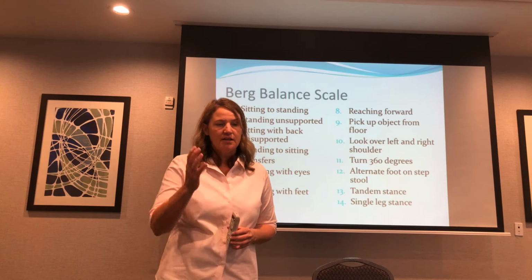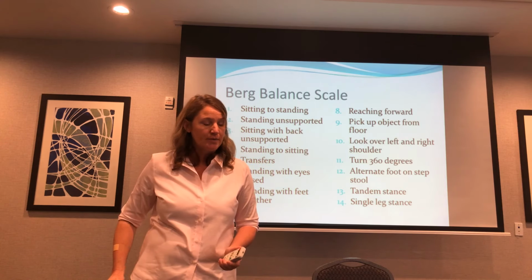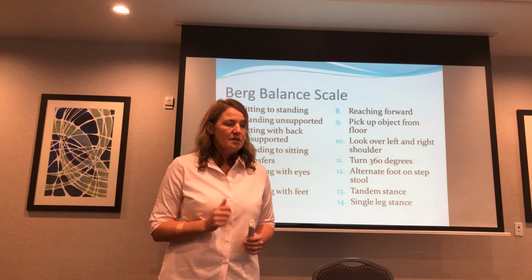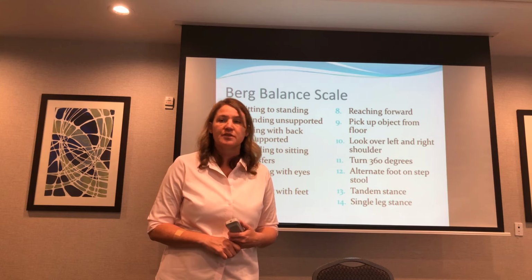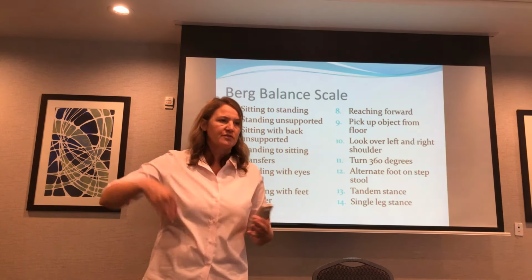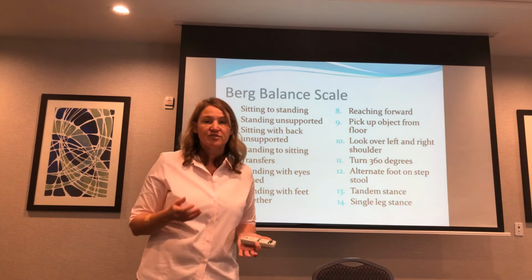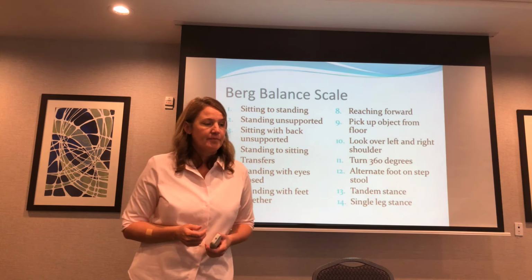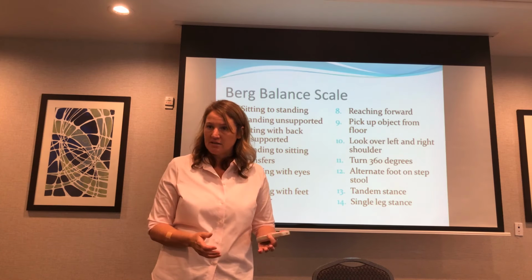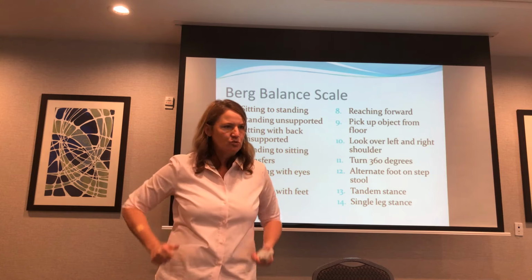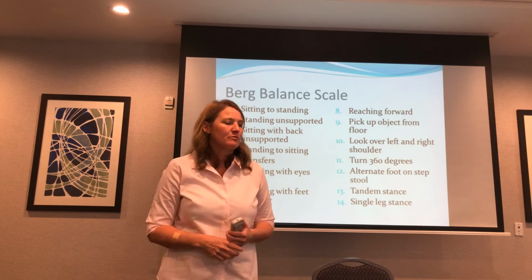Stand to sit, so how do they sit back down? Do they plop? Is it controlled? Are they definitely requiring their upper extremities? Transfers: this has them go from a surface without arms to a surface with arms. So they go from one surface to another. It could be from the bed to a wheelchair and back, or two chairs, one with arms, one without. And again, you're looking at their level of independence, how safely they do it, and how much use of their arms they have, whether it's definite use of their arms or minimal use of their arms.